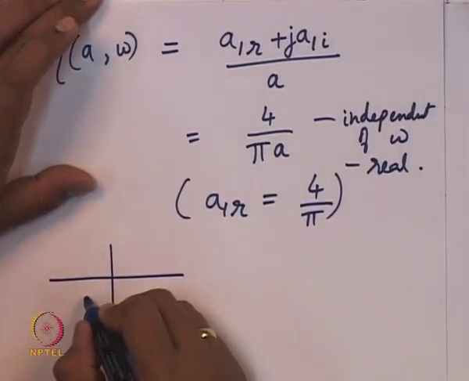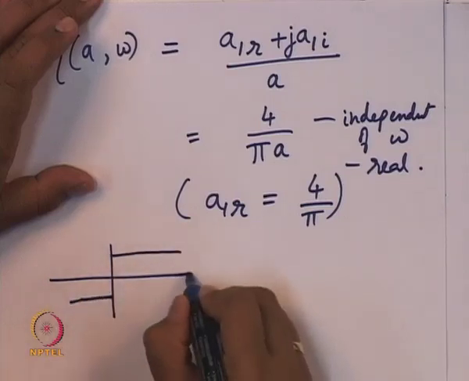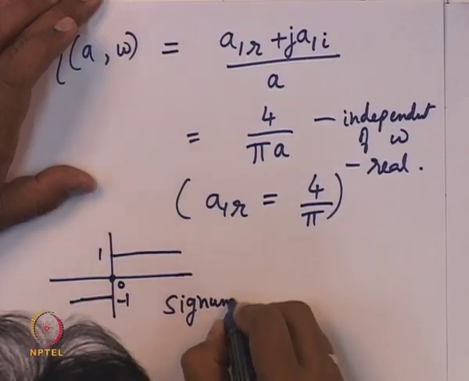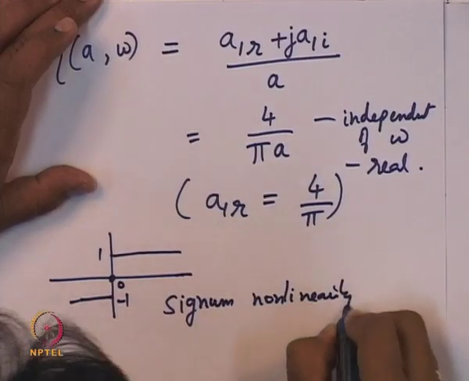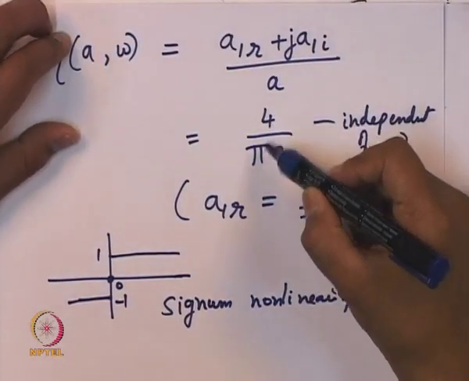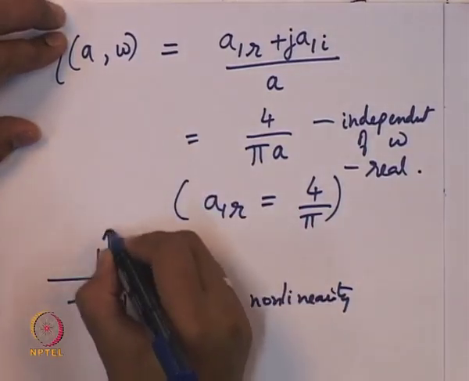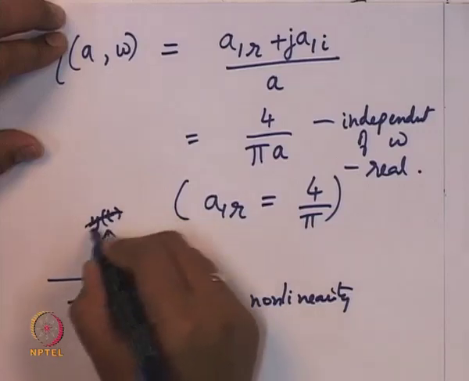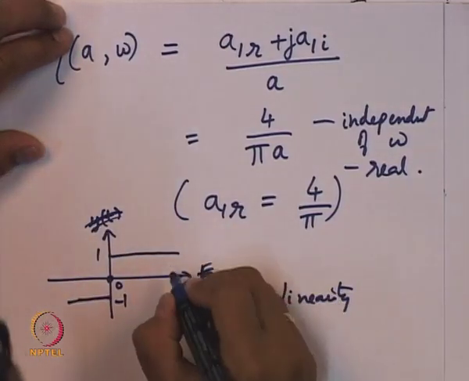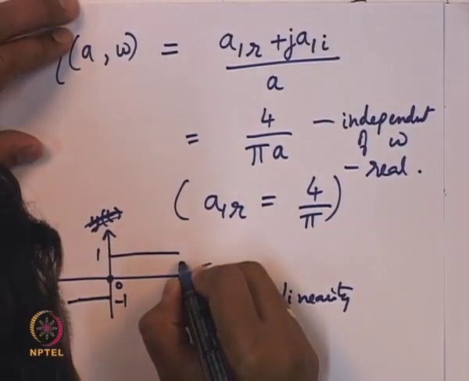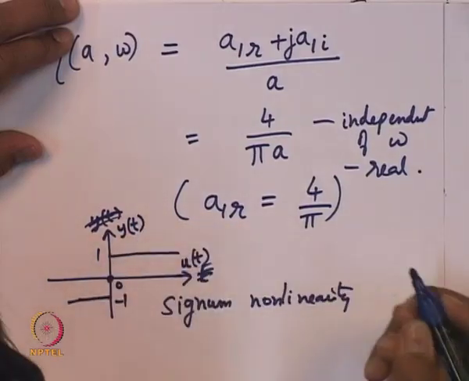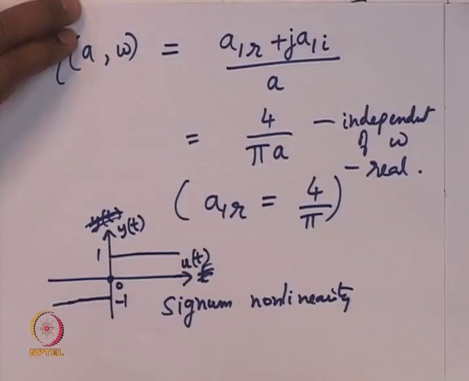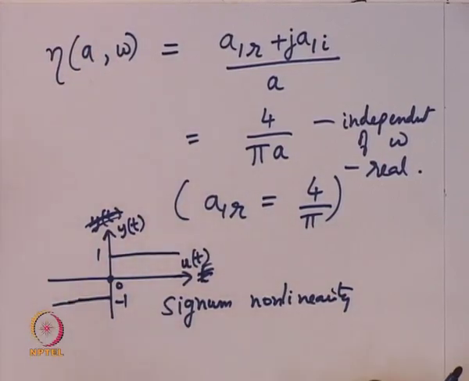Let us see what is the significance of this. We have just calculated the describing function of the signum nonlinearity, with outputs minus 1 and 1, and we have found that its describing function is equal to 4 over pi a. What I have drawn here is not a graph of y of t versus t. It is the input u versus the output y. If the input is positive, for any positive value of the input, the output is equal to plus 1. For any negative value of the input, the output is equal to minus 1. In that sense, this nonlinearity gives the sign of its input.